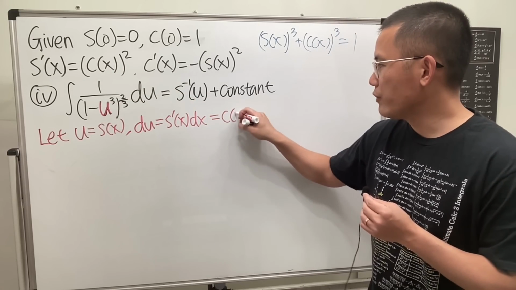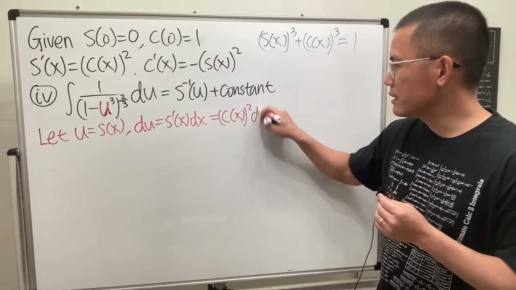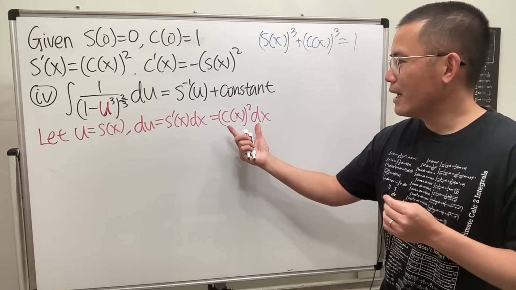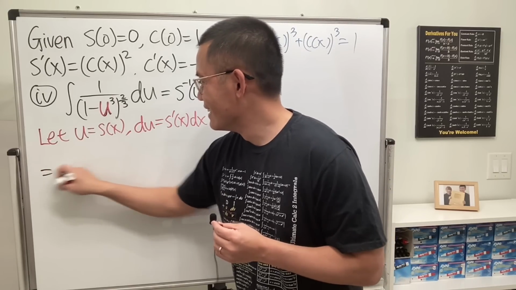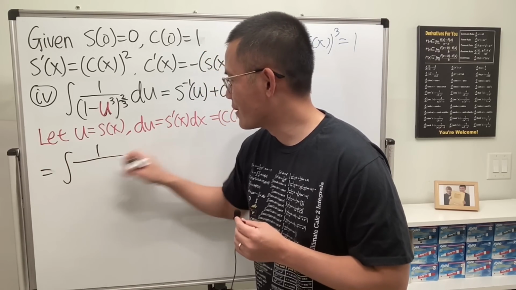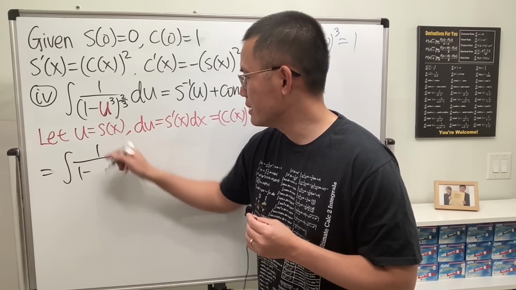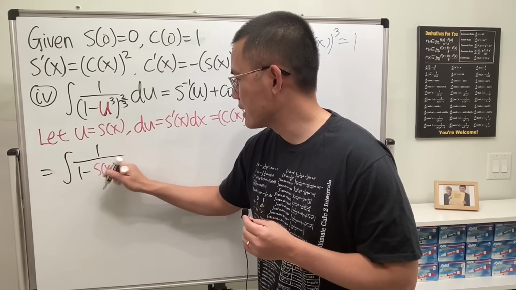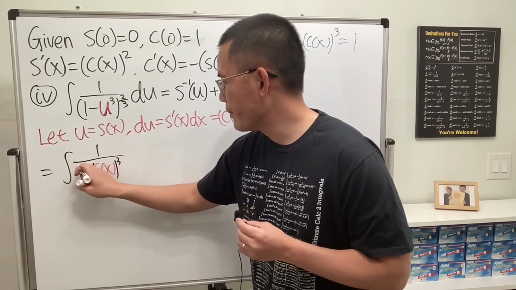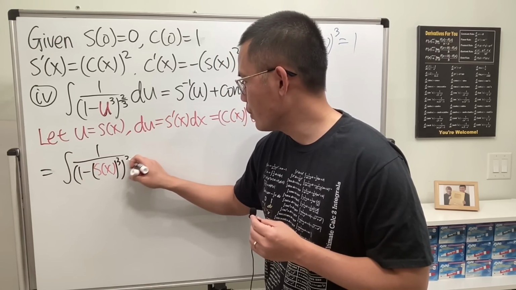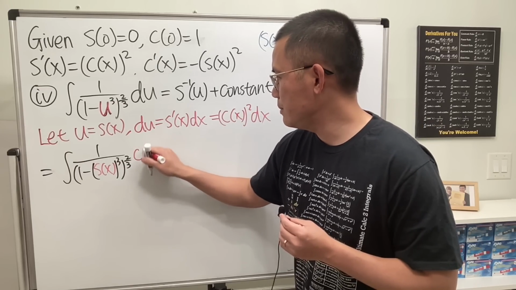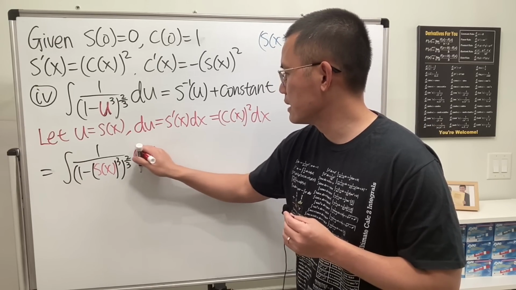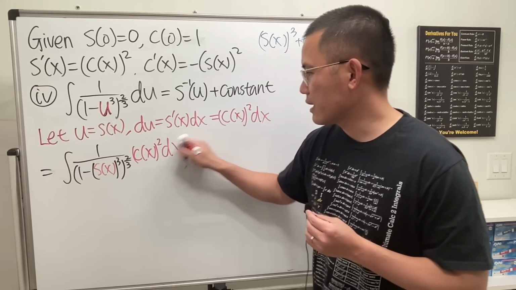So that's c of x squared dx. Now, I'm going to take this integral from the u world to the x world. So this is the integral of 1 over (1 minus u, which is s of x) to the third power, and then raised to the 2 over 3 power. And then du is all that right here, so c of x squared dx.